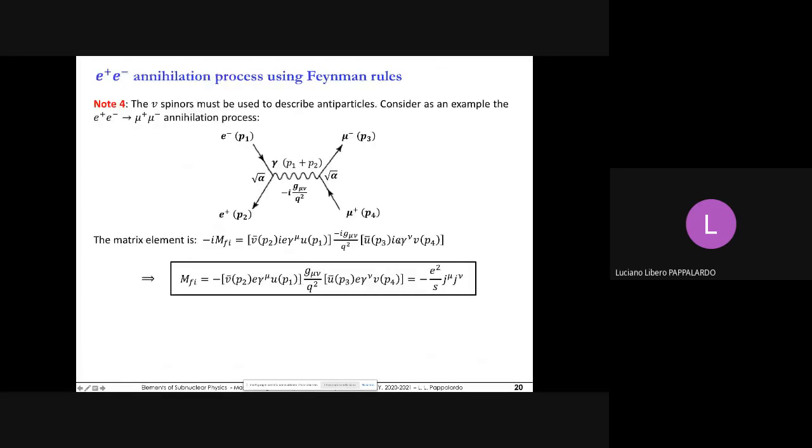But suppose you have now a process like this. This is an e+ e- annihilation process that turns into a mu+ mu- at the end. These are muons. Of course, you can also apply the Feynman rules to construct the matrix element of this process, but now we have to consider that you also have antiparticles in your game. So for instance, when you write down the matrix element, this is a positron, so this is an antiparticle. So here we have the adjoint of the antiparticle solution, whereas the other one is a particle solution. And the same for the final state.